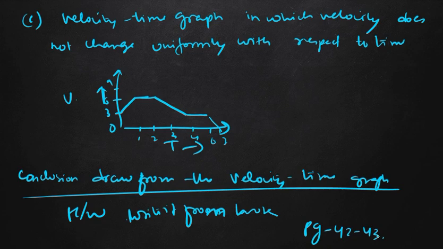Similarly, if the velocity time graph is a curve, then the body has variable velocity with variable acceleration. Acceleration is also varying and velocity is also varying. The area under the curve represents the displacement, and acceleration at any instant can be found by finding the slope at that particular point. Clear? Similarly, we have the third one, the acceleration time graph.